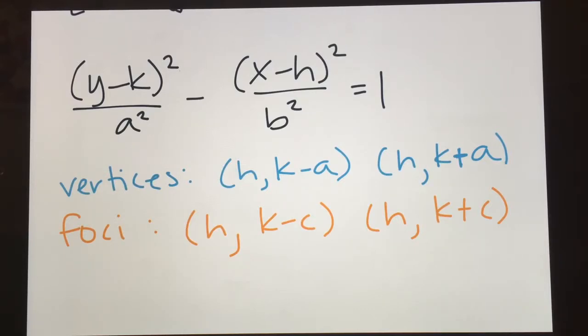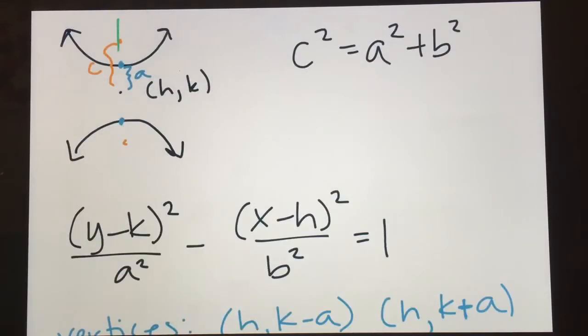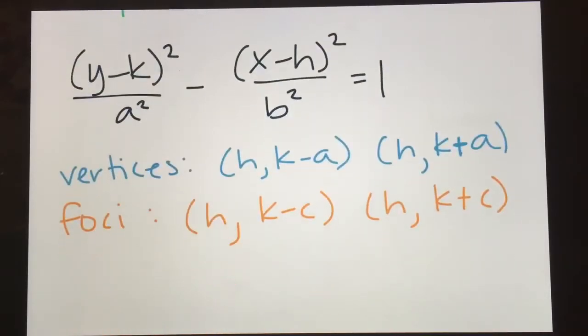All right, and then we also have to write down the transverse axis. So in this case, it's a vertical axis. So the transverse axis would be an x equals equation. It goes through the center, so it should be x equals h.